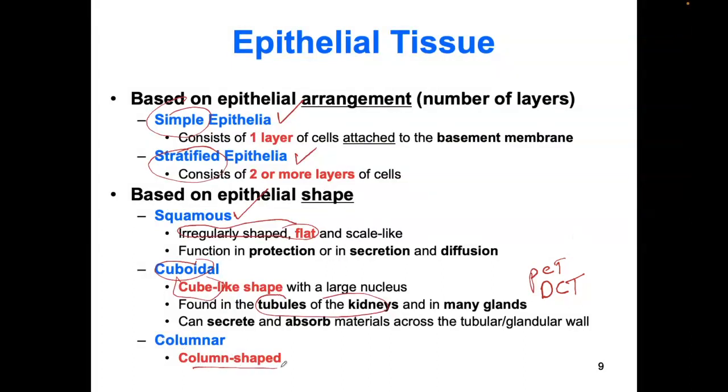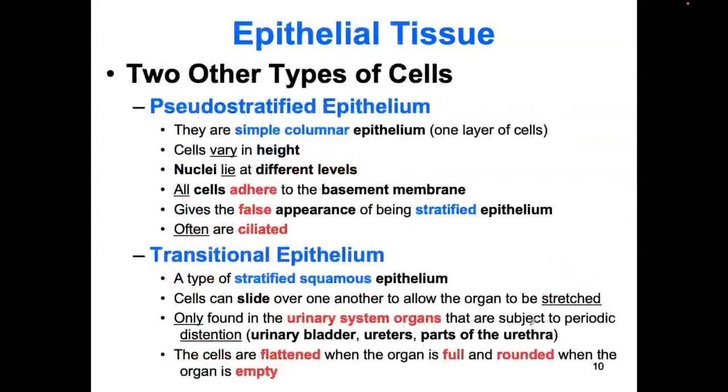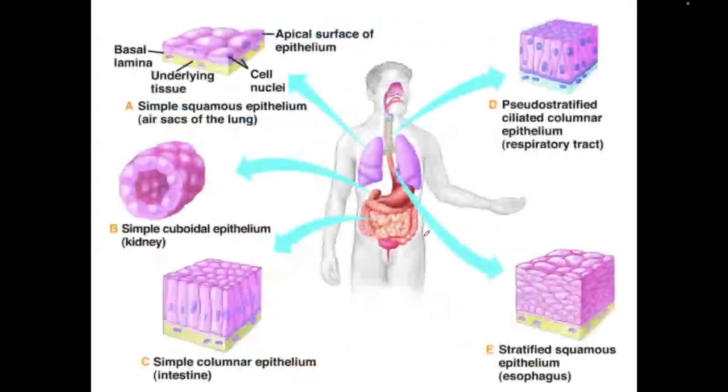And then we have the columnar. Those are found also in the digestive tract and in the respiratory tract. Especially the pseudostratified, that's going to be primarily respiratory tract. Remember, the pseudo is false. The nuclei lie at these different levels. It gives this false appearance of being stratified, and they're often associated with the cilia at the top. Our transitional epithelium, these are found in the urinary system. I think of the urinary bladder, they could be distended or relaxed, but also the ureters and the urethra. That's transitional.